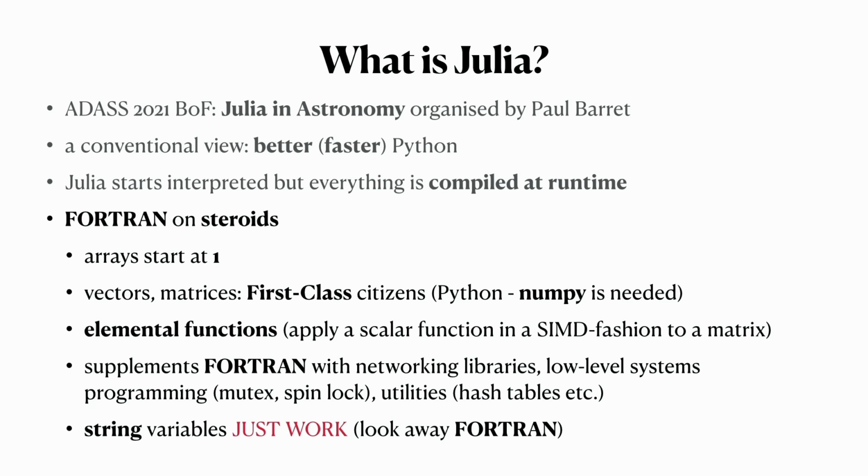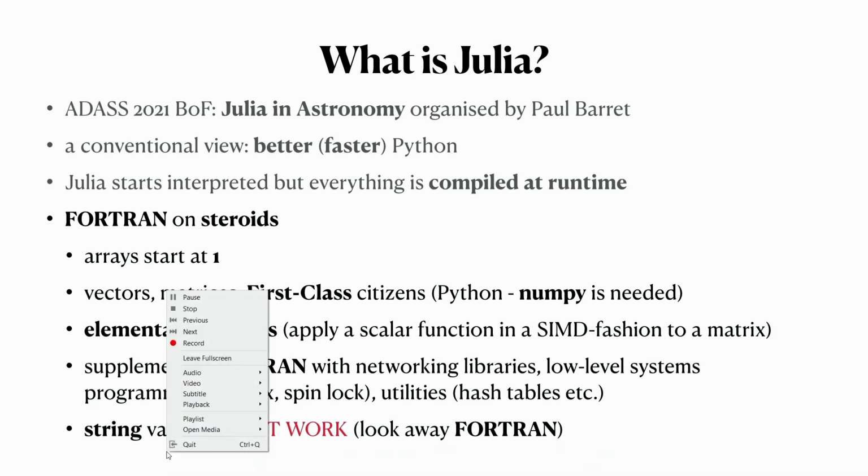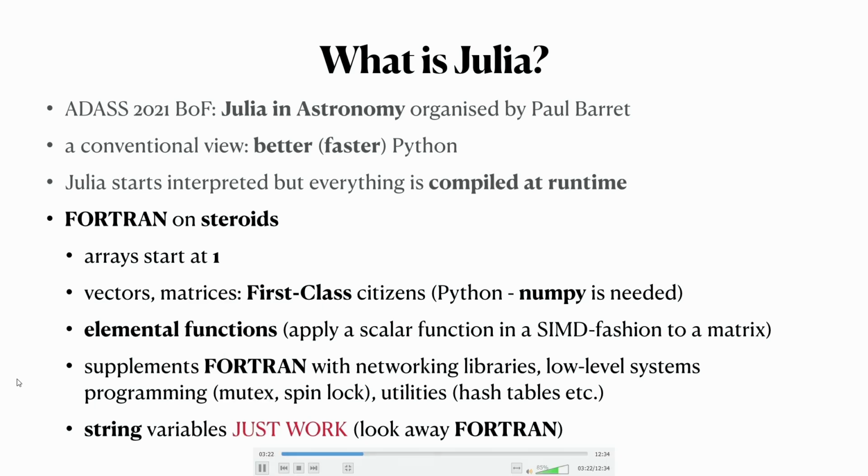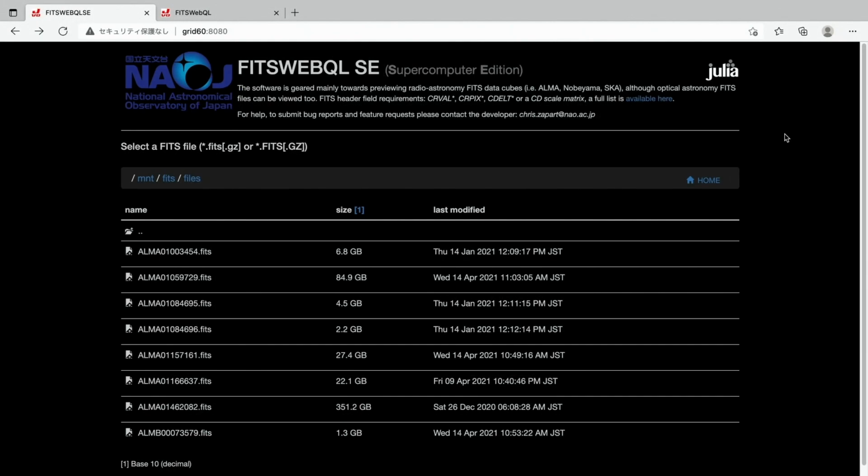To start with, arrays begin at 1, like in Fortran or Wolfram Mathematica. You've got vectors and matrices working out of the box, and you can broadcast a scalar function across a matrix, just like in modern Fortran. But unlike Fortran, you can also do low-level systems programming in Julia. There are mutexes and spin locks, hash tables, web development tools, and most importantly of all, strings just work. Fortran is infamous for having multiple string implementations that never quite seem to work properly. Well, does Julia actually work? Well, see for yourself.